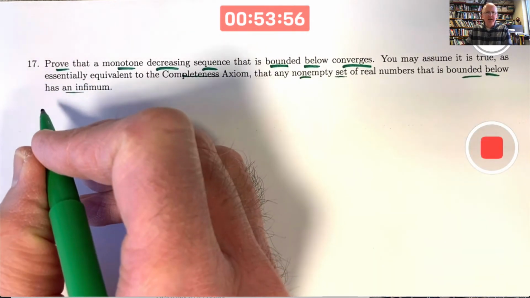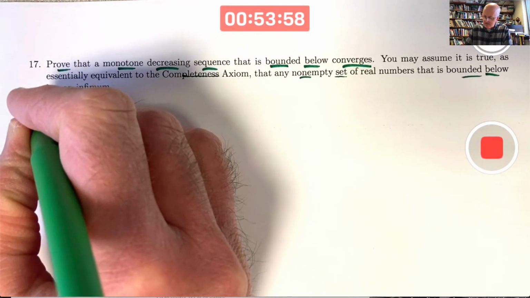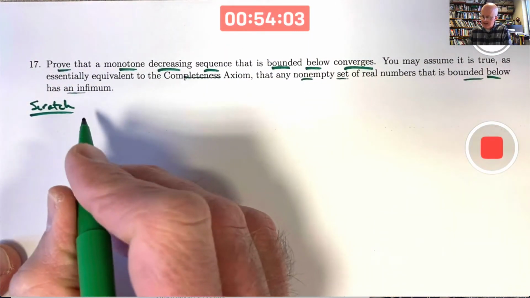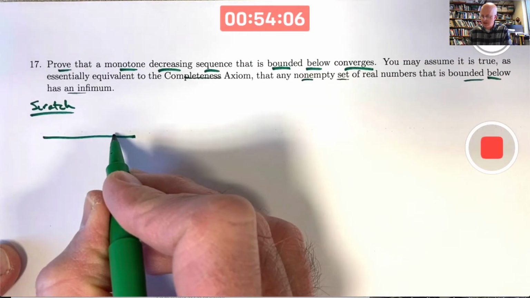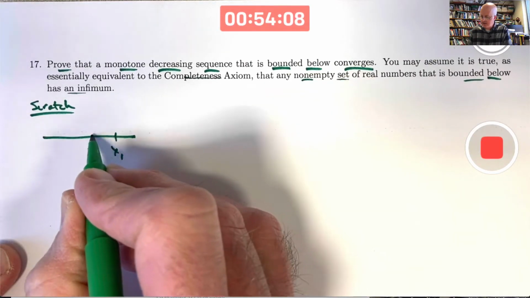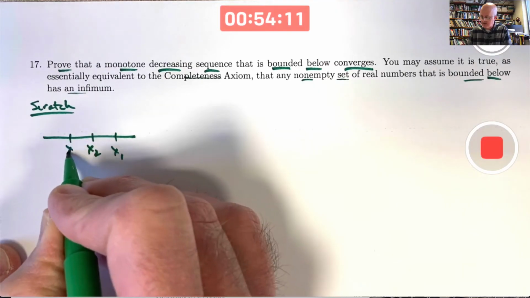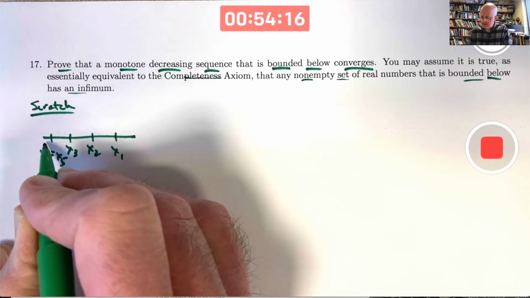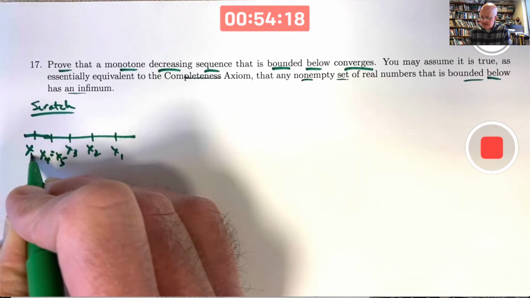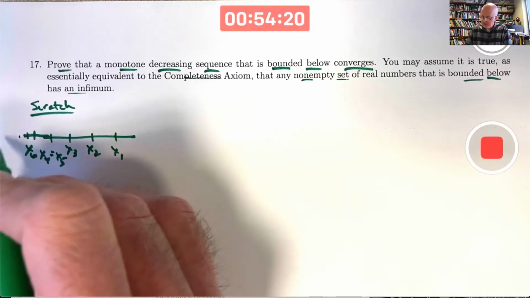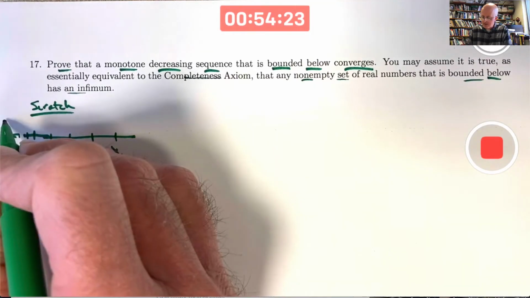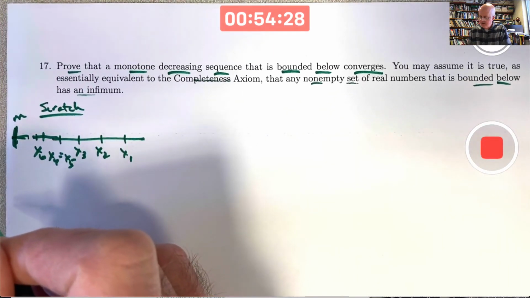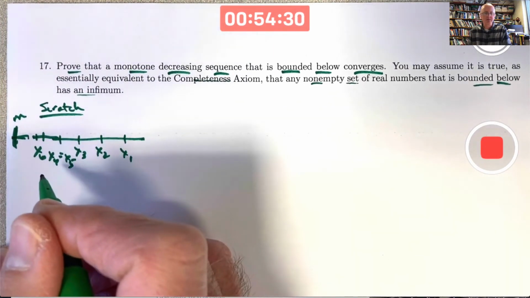Let's do our scratch work by just drawing a picture and thinking here. Got our sequence xn. Maybe x1 is here. It's a monotone decreasing sequence. Maybe x2 is there. x3 is there. Maybe x4 equals x5. That's possible. Still going to be monotone decreasing. x6, etc. And these are bounded below. There's some lower bound, maybe a little m down there, that they never get past. We want to show this sequence converges.